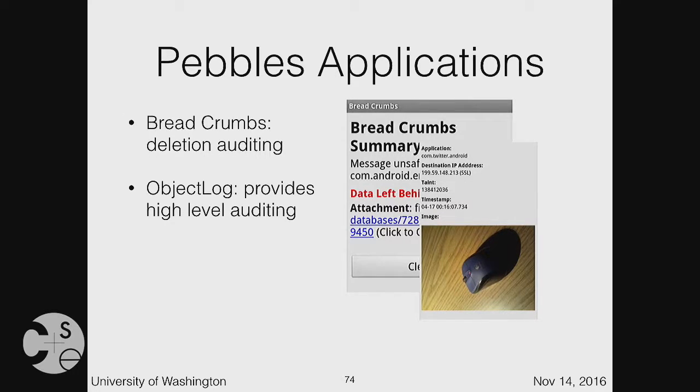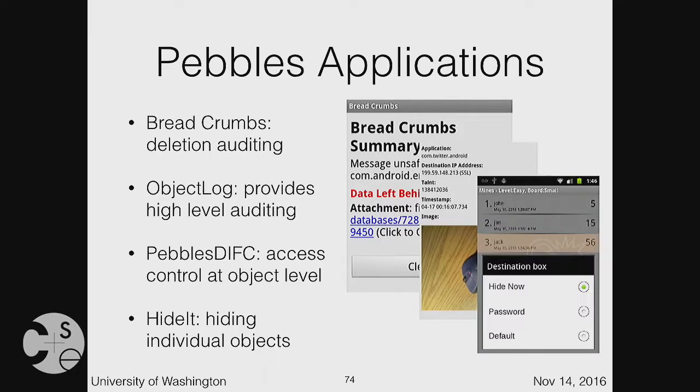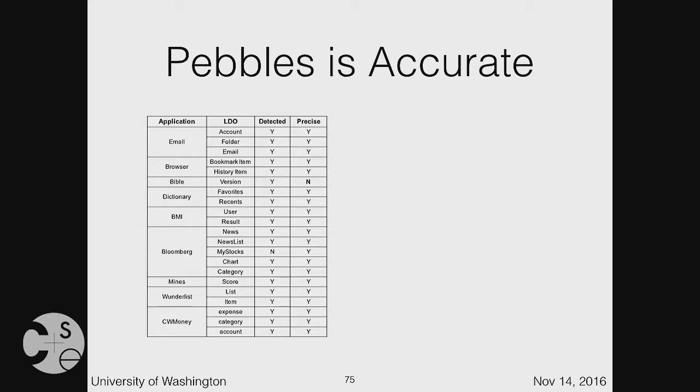Or we can just simply provide high-level auditing and say, here are the things that were accessed. And rather than just saying a file was accessed, we can provide the user with more contextual information on what it was. Similarly, we can do distributed information flow control at the level of objects, or encryption and protection at the level of individual objects.